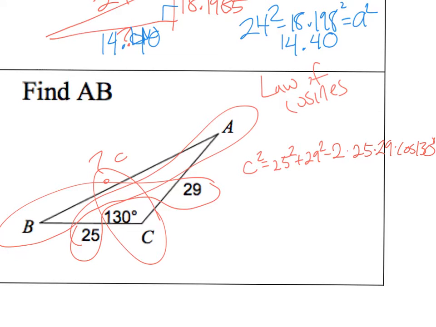When it's set up like this, I can literally just do this all out. I could quite possibly write this as 25 squared plus 29 squared minus 2 times 25 times 29 cosine 130, close parentheses. Press enter, and I get 2398.04 is equal to c squared. One of the nice things about law of cosines is you can quite literally type things in and press enter and get some kind of a value. Square rooting, I get c is equal to 48.96, and based on that being the biggest side, that makes sense. That's a wrap.